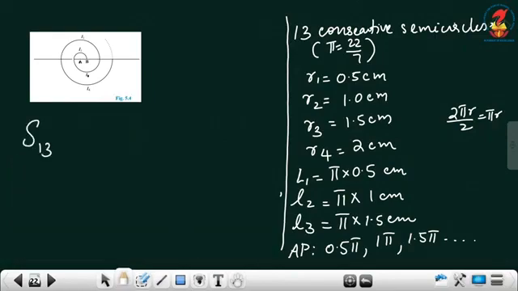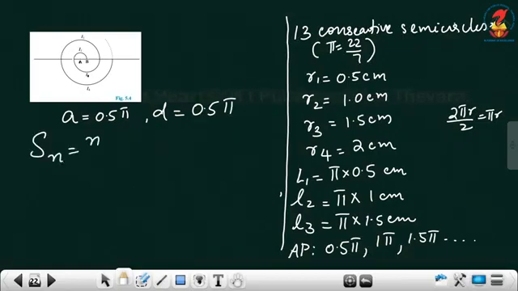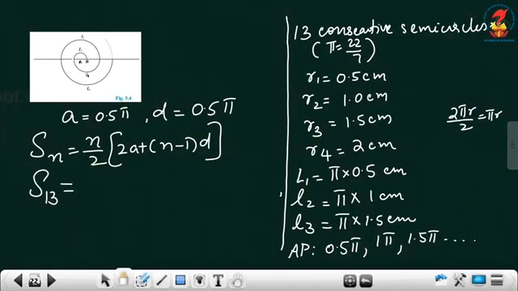So S13 you have to find. Before that we need to write a = 0.5π and d = again 0.5π. So S13 is equal to Sn = n/2 × (2a + (n − 1)d), and we need to find S13. S13 = 13/2 × (2 × 0.5π + 12 × 0.5π).